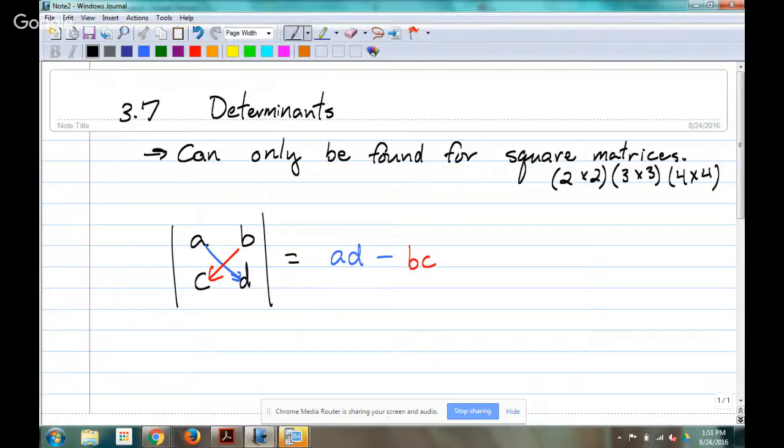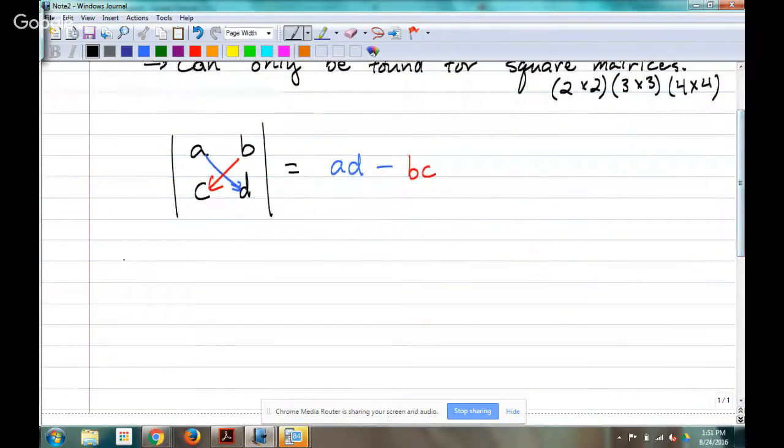Okay, let's look at an example with actual numbers. Notice that I'm not putting the brackets. I'm putting straight up and down bars. Straight up and down bars means determinant. It looks like the absolute value symbols. So they're determinants when they do that.